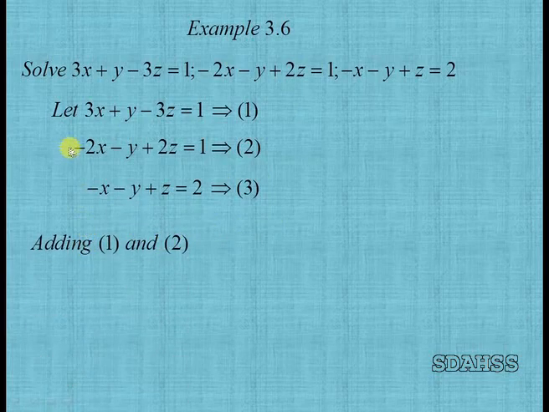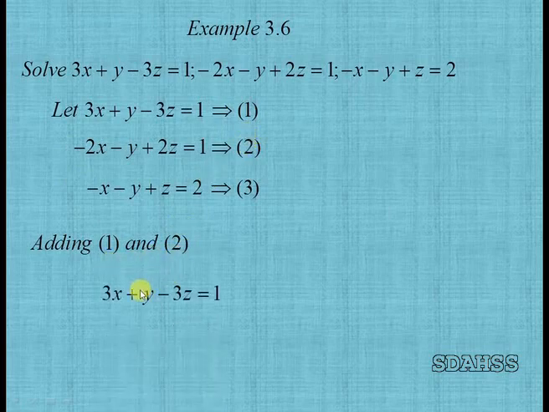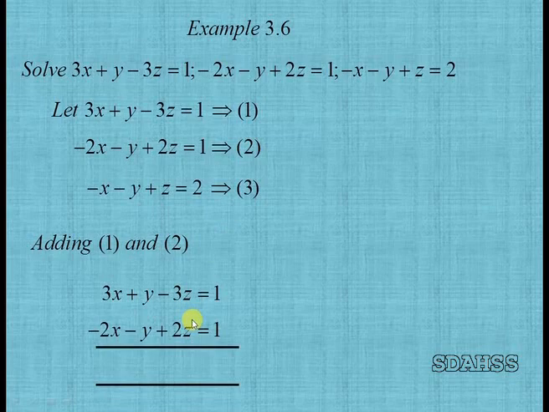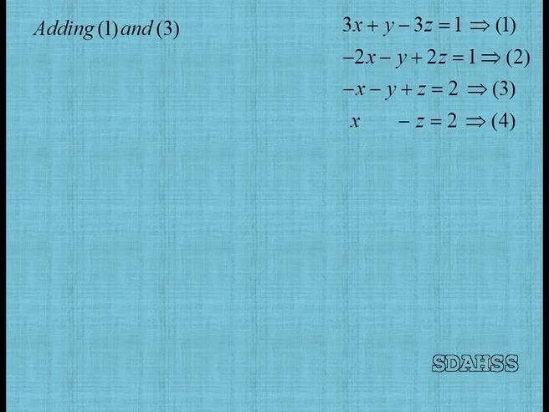Now let us take the first two equations. Add the first and the second equation. Plus y and minus y cancel. 3x minus 2x is x. Minus 3z plus 2z is minus z, equal to 1 plus 1, which is 2. Mark it as the fourth equation.